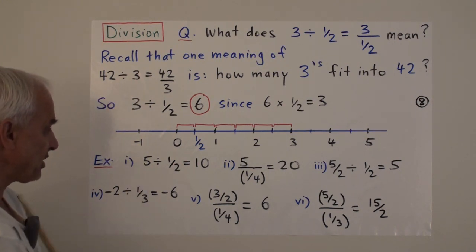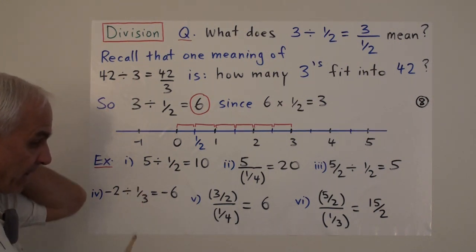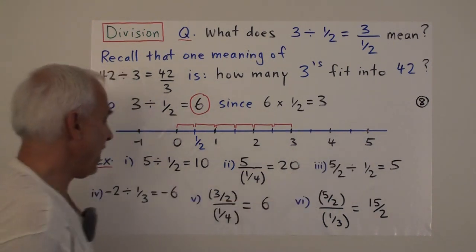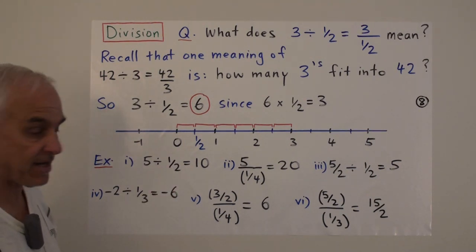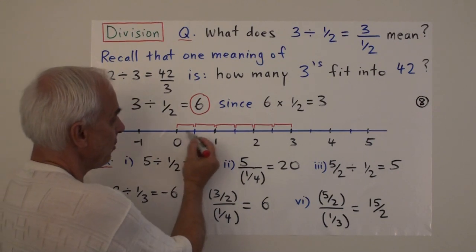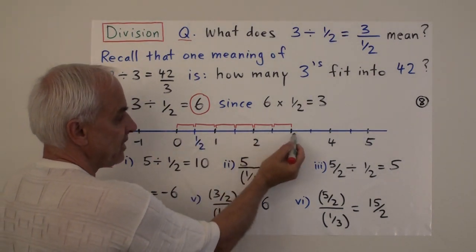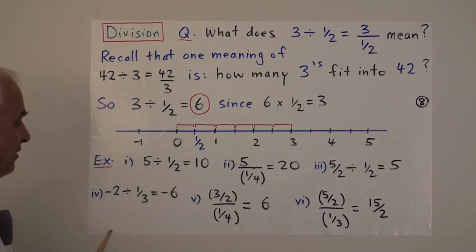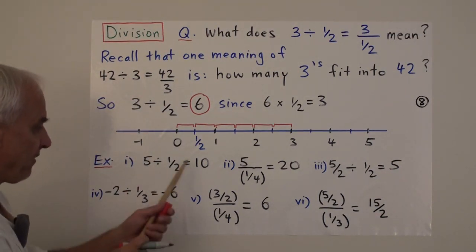Okay, so let's do some other examples. 5 divided by 1/2, what would that be? Well, here is 5, and dividing it by 1/2 we're essentially asking how many halves fit into 5. Well, we can almost do it here. 1, 2, 3, 4, 5, 6, 7, 8, 9, 10. 10 halves fit into 5. So 5 divided by 1/2 is 10.